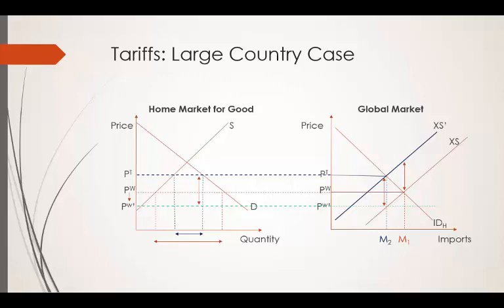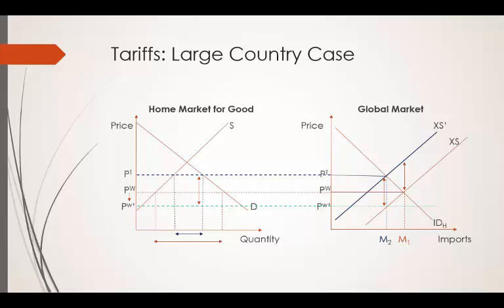Now, if the home country imposes a tariff equal to T, the export supply function shifts up by that amount to XS prime. The new global price is PT, which is less than the amount given by PW plus T. The reason for this is that the initial attempt to tack on the full tariff to the world price leads to a surplus as home's import demand falls considerably, so that the foreign firms are forced to lower prices, and as a result the world price falls to PW prime given by the green dotted line. The domestic price of the good is now at PT and imports have fallen to M2.